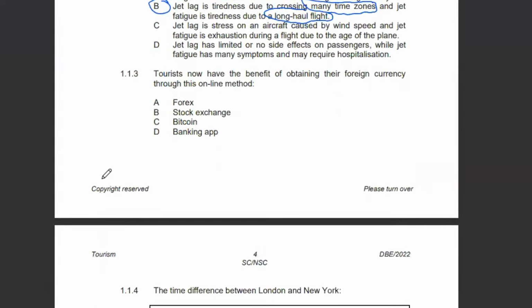Now let's move on to 1.1.3. Tourists now have the benefit of obtaining their foreign currency through this online method. This question falls under the topic methods of payment.